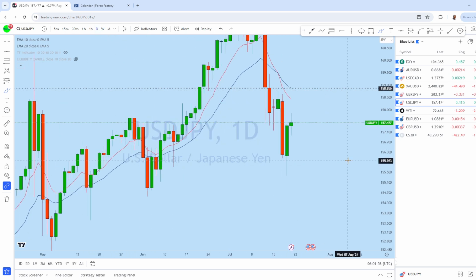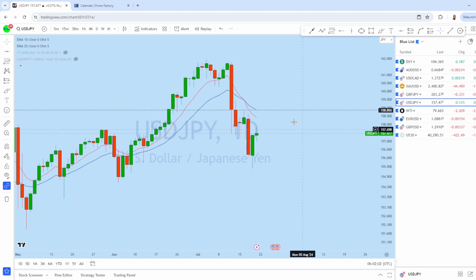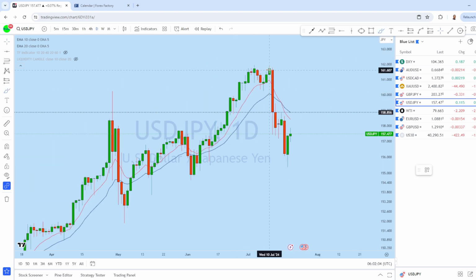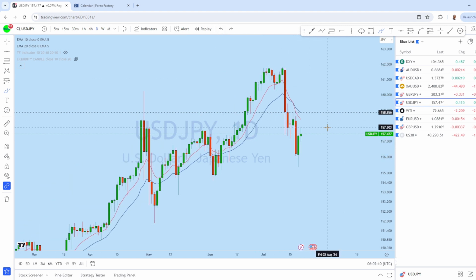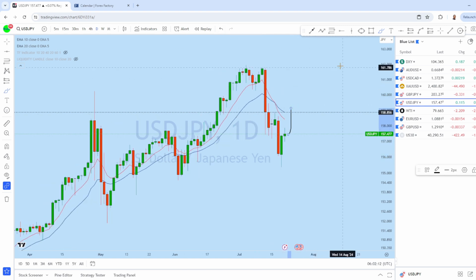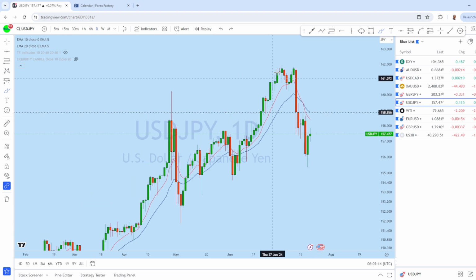Now looking at the daily chart on dollar yen, we can see that the price is showing significant bearish action. There is a big drop followed by a correction, and we have seen another drop on dollar yen. I think that with the market open, we can expect this price to bounce back up before dropping down again.